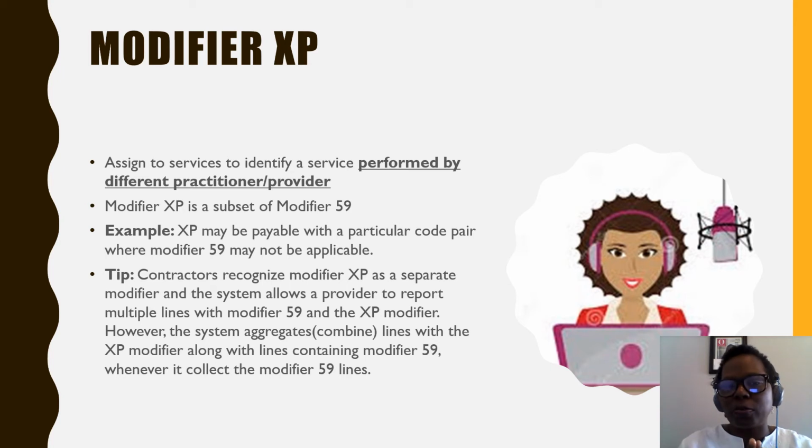So as a coder and as the providers as well, they should be assigned an XP. The XP again is going to represent which doctor did what procedure and so on. And so, again, as with the tip, the contractors are going to recognize modifier XP as well as modifier 59. However, if you're putting modifier 59 on there for that added protection or layer, that contractor or insurance carrier is going to combine those and review and reimburse as such. Okay.